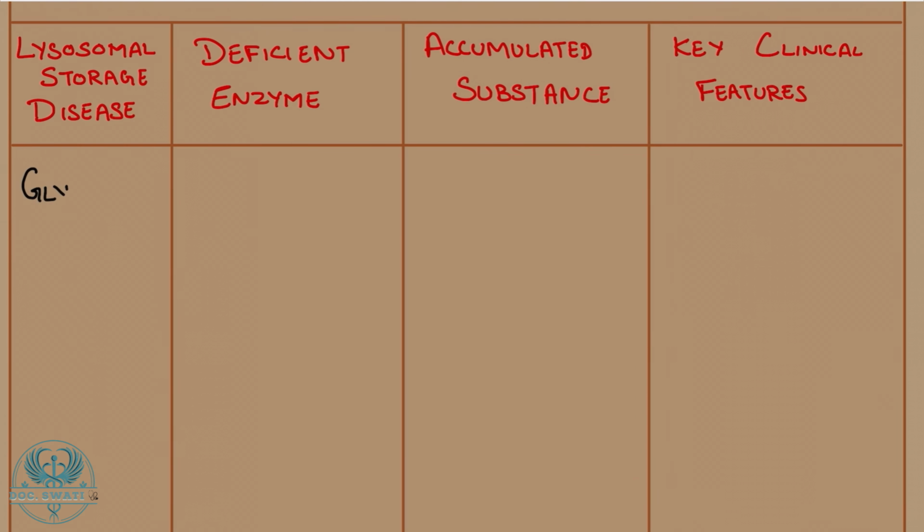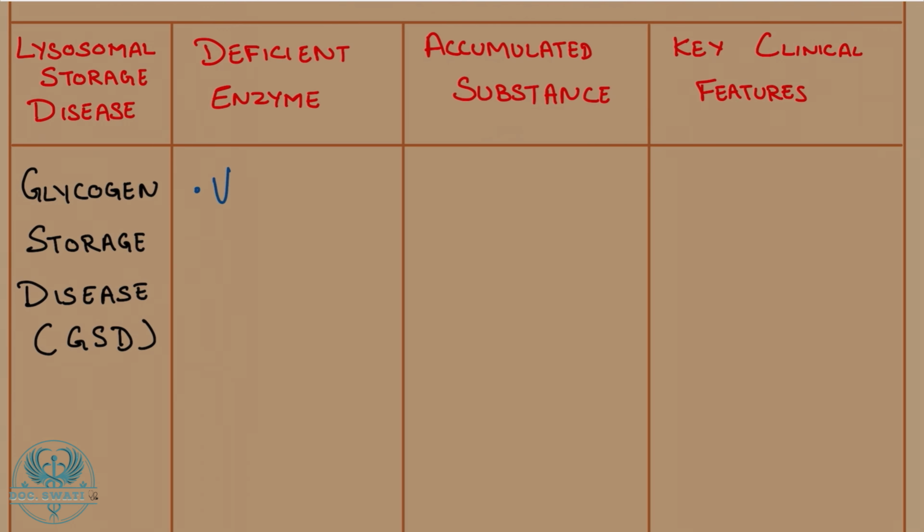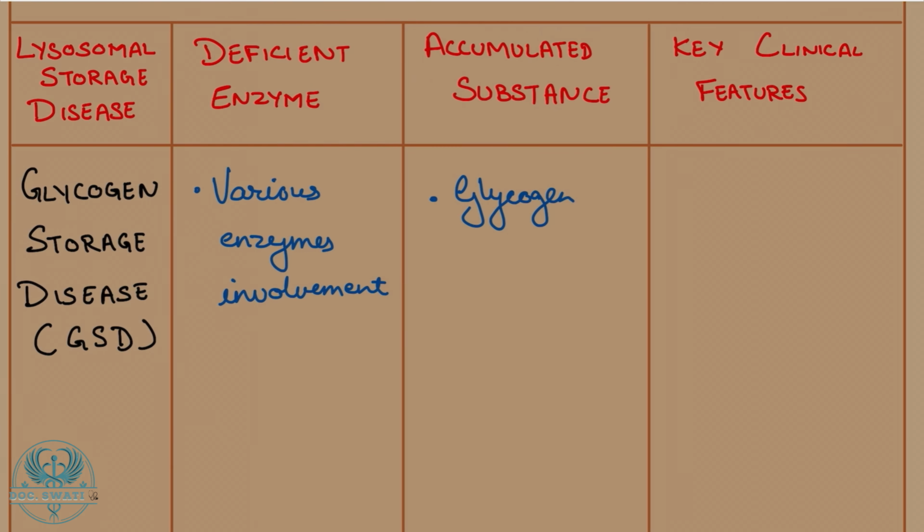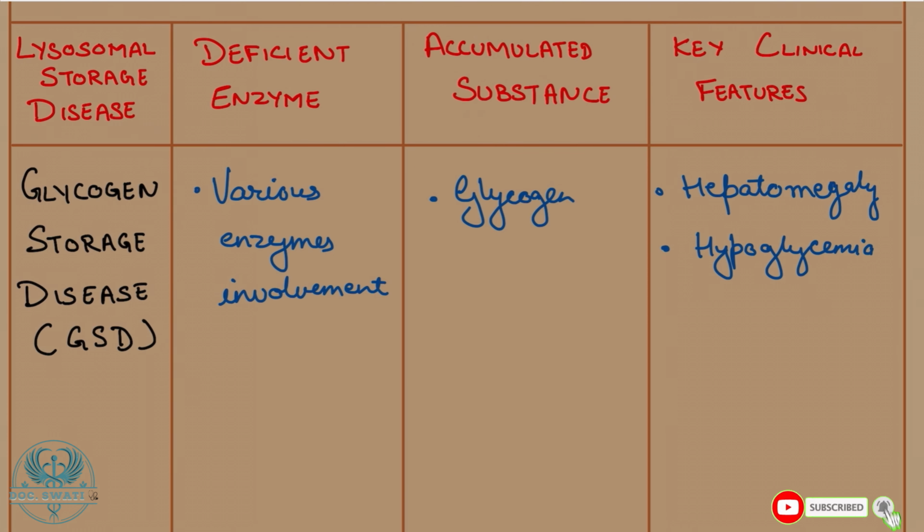Let's move ahead and talk about glycogen storage diseases. There is an involvement of various enzymes and the substance accumulated here is glycogen. The key clinical features include hepatomegaly, hypoglycemia and muscle weakness.